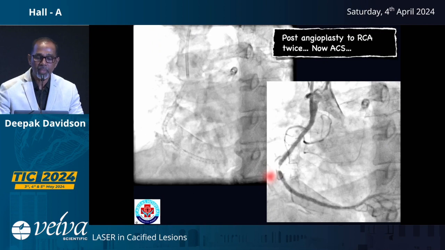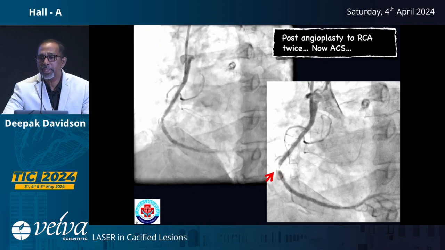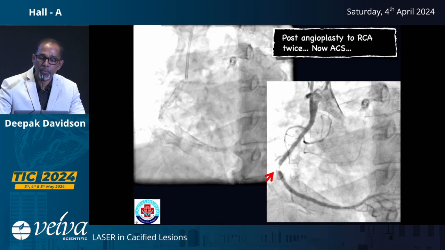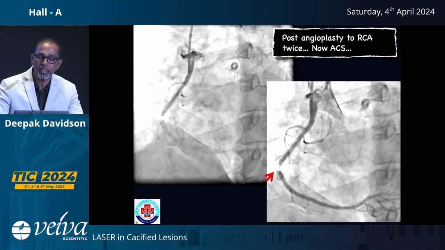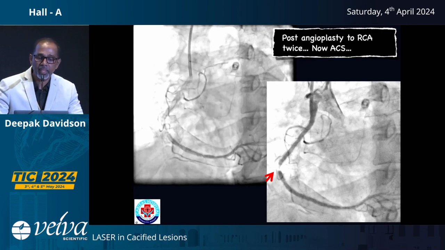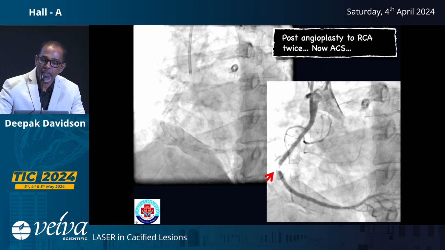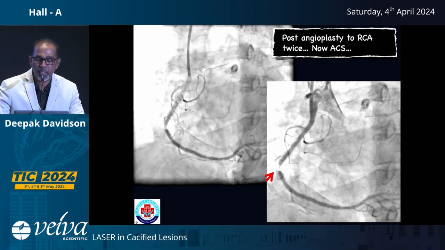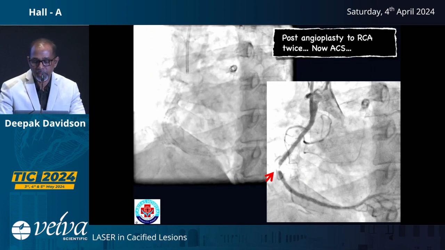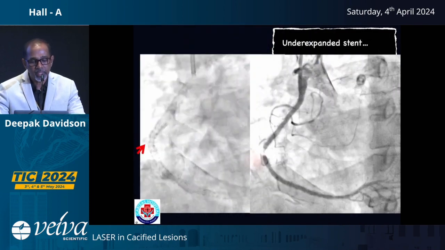Well, regarding undilatable lesions, this particular patient had undergone 2 stents to the right coronary artery. He had undergone 2 procedures, which means that he had overlapping stents in the right coronary artery. So 2 layers of metal. Again, you could see that the patient has come back with restenosis. There is a very critical stenosis in the mid right coronary artery, presenting with an acute coronary syndrome.